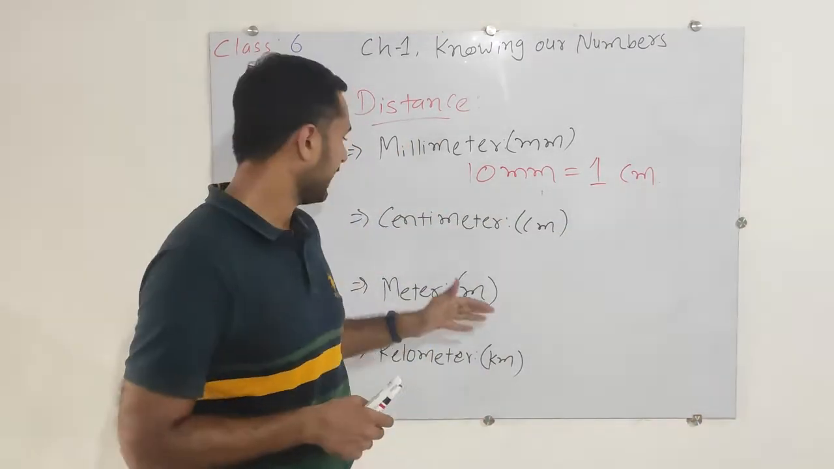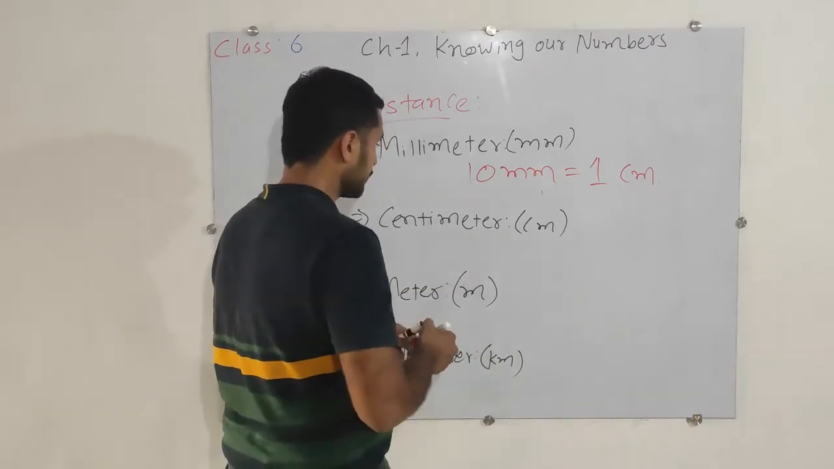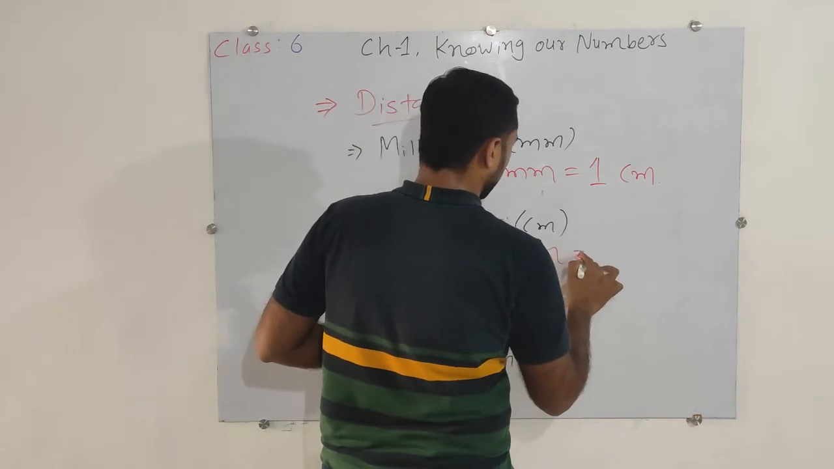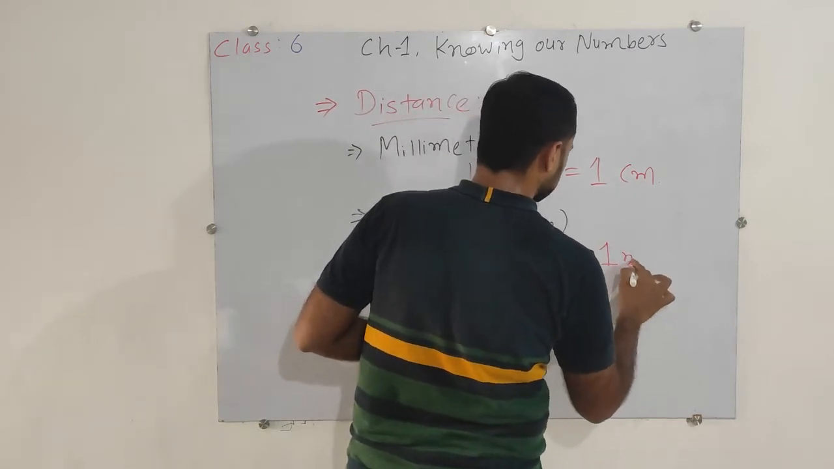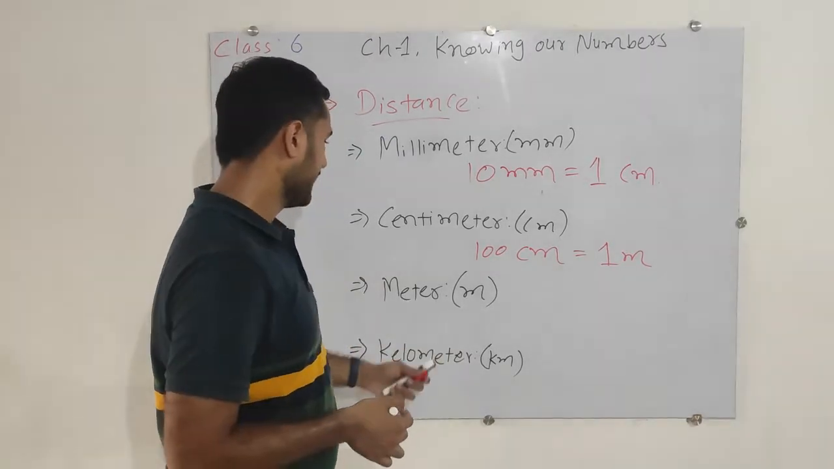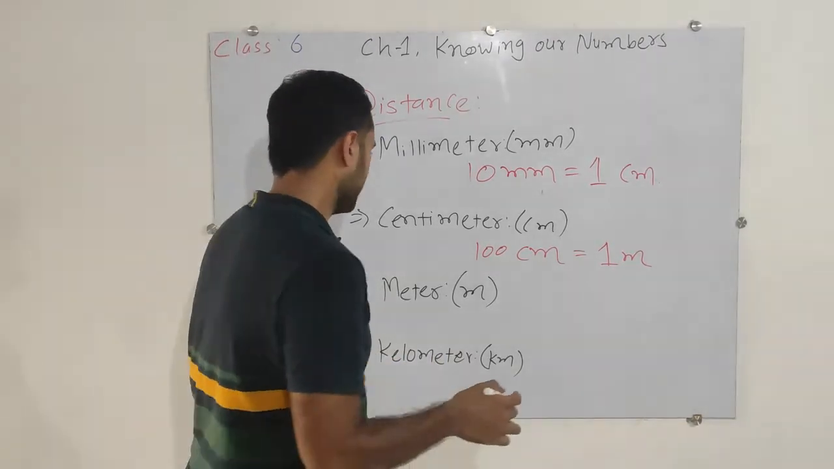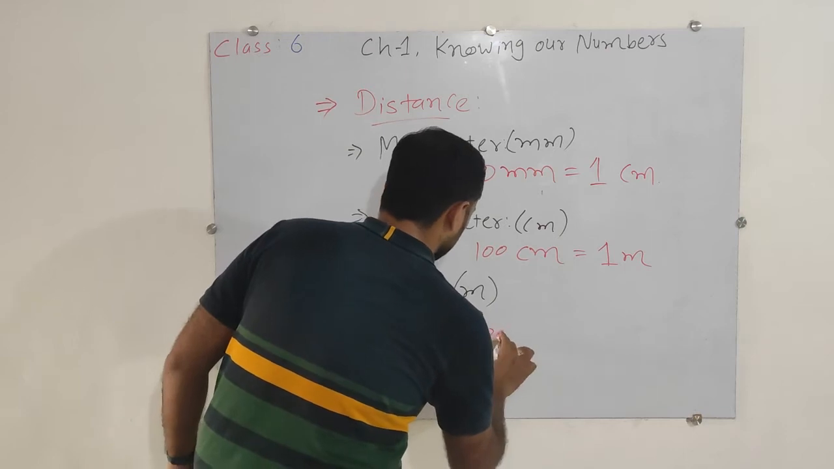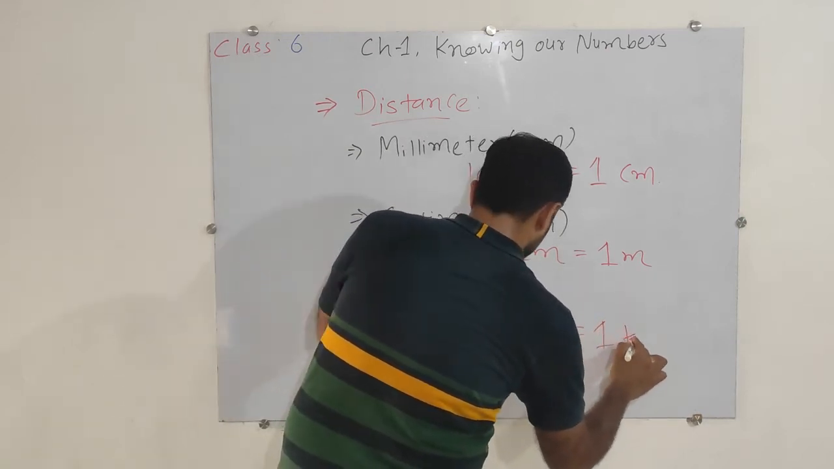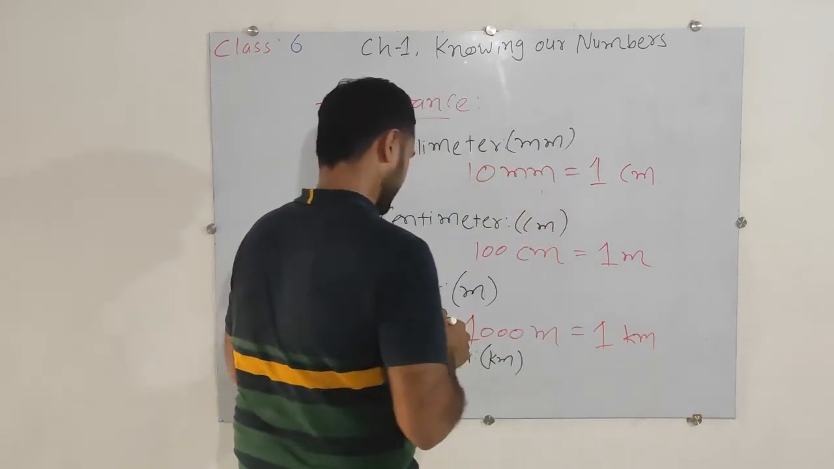Now the centimeter and meter: 100 centimeter is 1 meter. And meter and kilometer: 1000 meter is 1 kilometer.